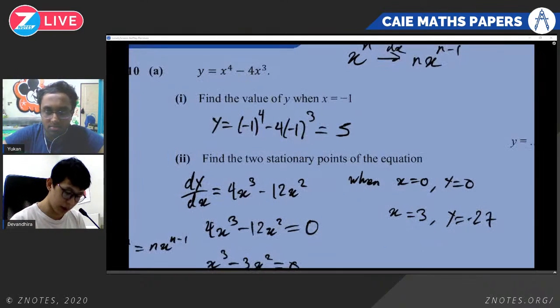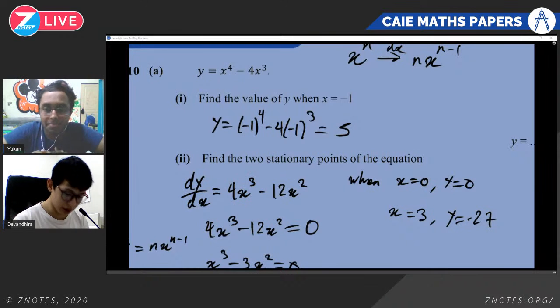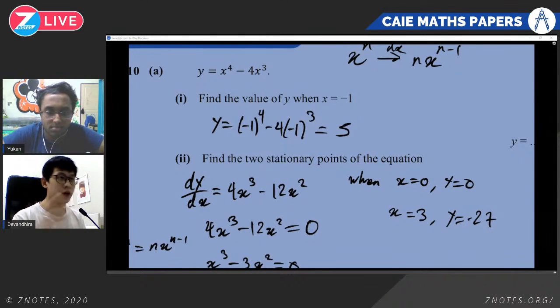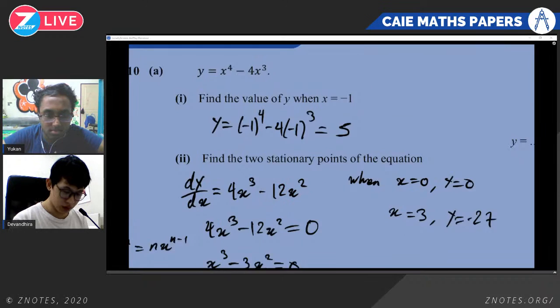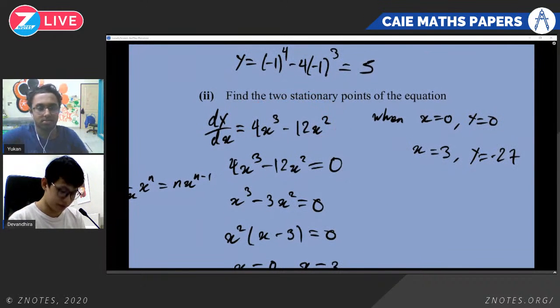So the same thing is happening right here. We have x to the power of 4. We bring down the power, so we have 4x, but remember the 4 minus 1, so you have 3 up here. Same thing for x cubed, but you bring down 3, so you have 4 times 3, that'll be 12. 3 minus 1, that'll be 2. So that means the derivative is just 4x cubed minus 12x squared.